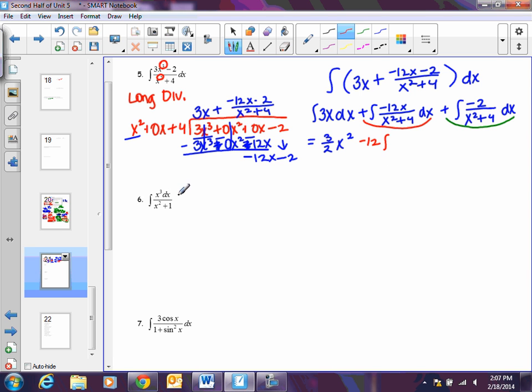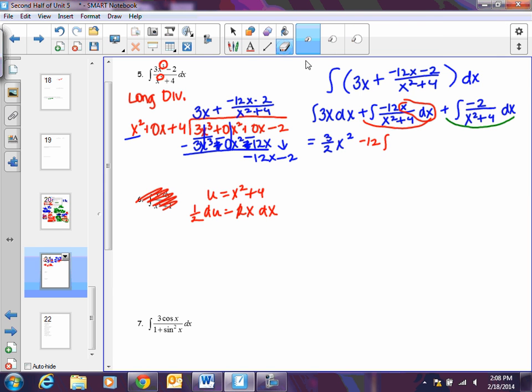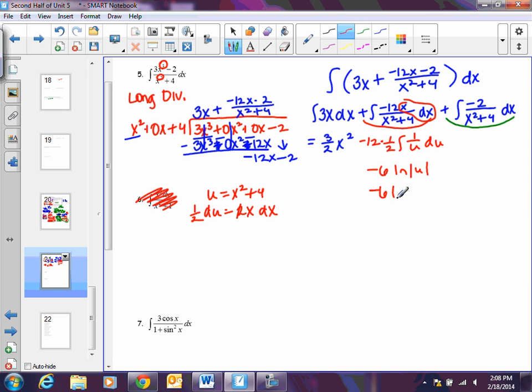Okay? We're not going to do number 6, so I'll go here. For that one, my u would just be the denominator, because my du would be 2x dx. And as long as this x dx is on the top, which it is, I'm good to go. So remember, I moved the negative 12 out. This ends up becoming, I really should not have written that. All right, so I'm going to put the 1/2. And this is 1 over u du. So that ends up going to be negative 6 natural log of u, which is negative 6 natural log of x squared plus 4.